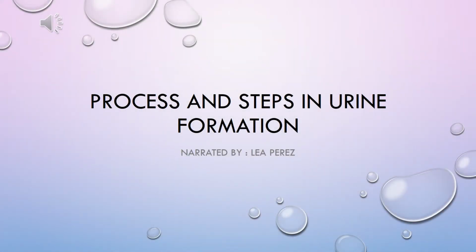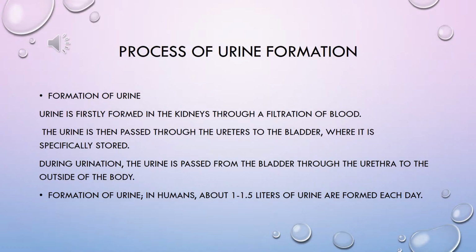Process and steps in urine formation. Formation of urine. Urine is firstly formed in the kidneys through a filtration of blood. The urine is then passed through the ureters to the bladder, where it is stored. During urination, the urine is passed from the bladder through the urethra to the outside of the body. In humans, about 1 to 1.5 liters of urine are formed each day.